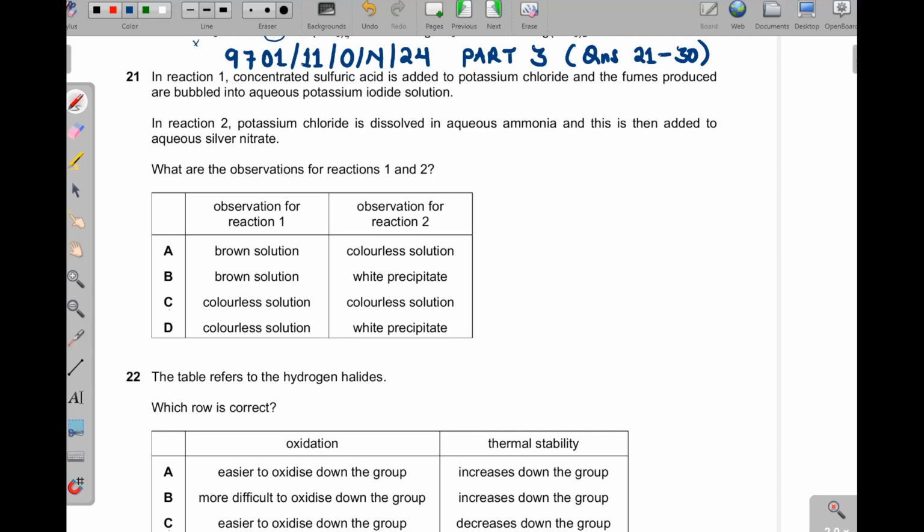Part 3, this is for questions 21 to 30. Question 21. In reaction 1, concentrated sulfuric acid is added to potassium chloride and the fumes produced are bubbled into aqueous potassium iodide solution.